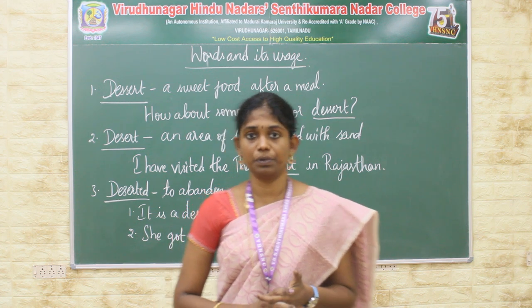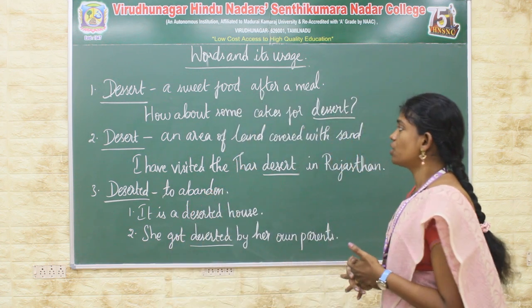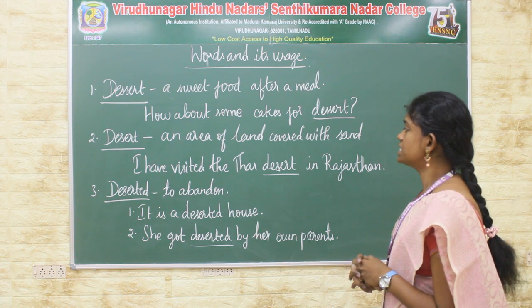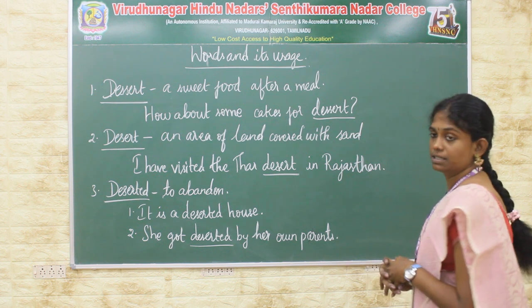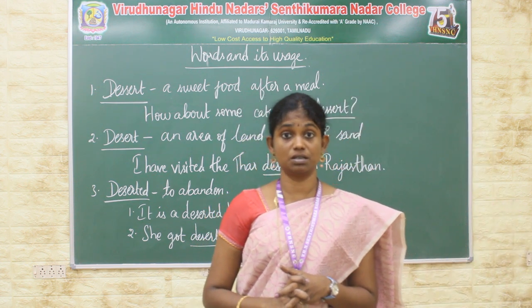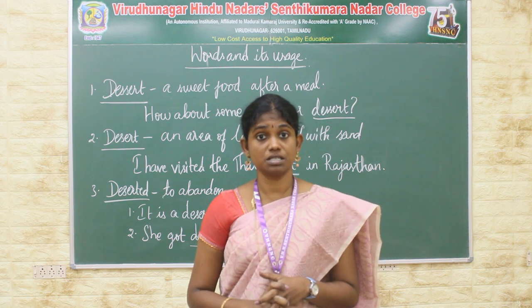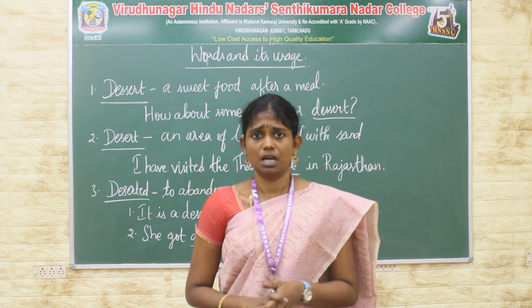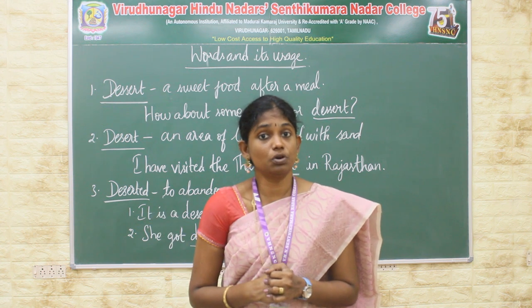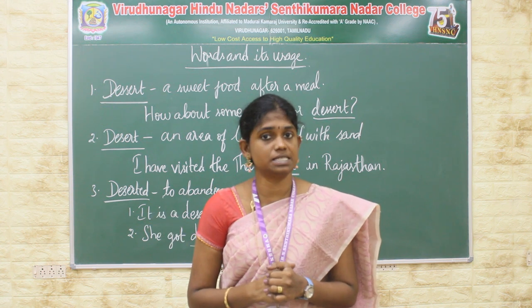Kindly look into the example. An area of land covered with sand is what we call a desert. I have visited the Thar desert in Rajasthan. We all know in the state of Rajasthan we have a desert named the Thar desert, which is very famous and many of us might have visited it. So that's the example of it. I hope you are able to understand the meaning of the word desert, D-E-S-E-R-T.